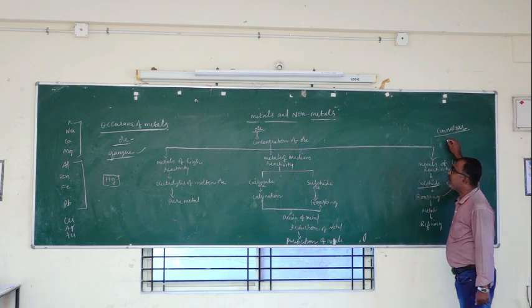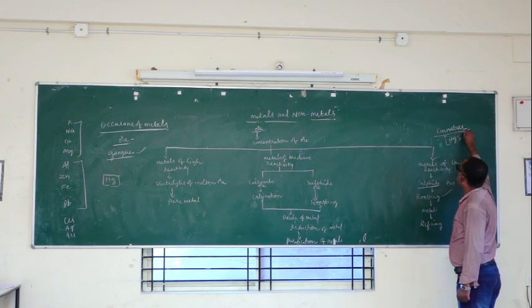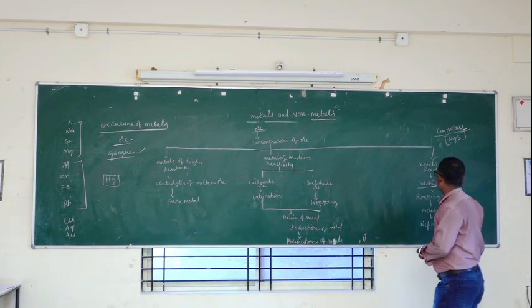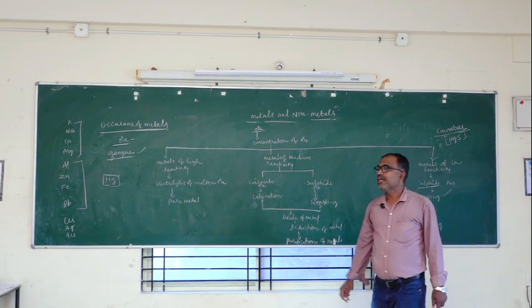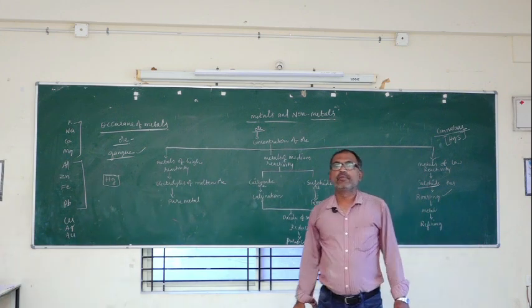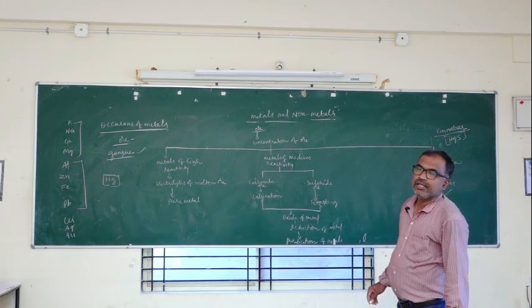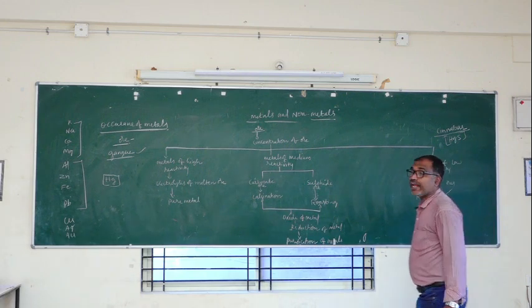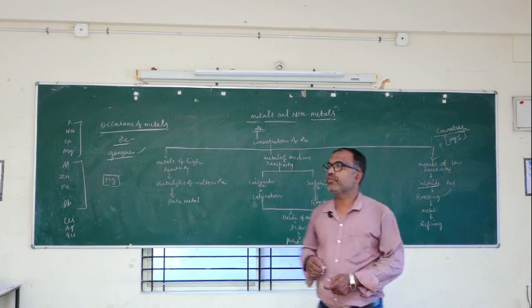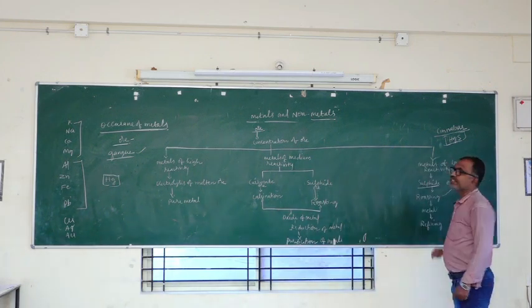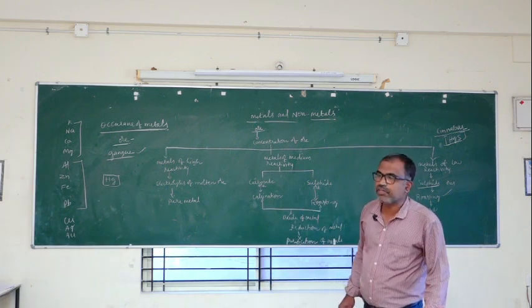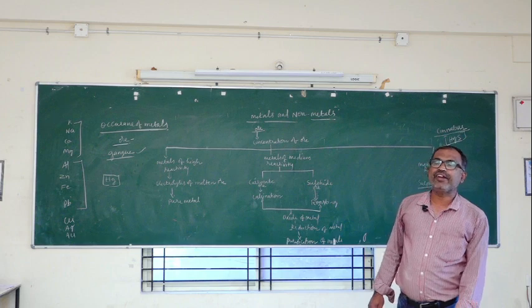The formula for cinnabar is HgS. So from HgS, we are going to extract the Hg. That is, from cinnabar, we are going to extract the metal, that is mercury. How are we going to extract the mercury from cinnabar? Here, this low reactivity series can be extracted by just heating alone. We just have to heat this cinnabar. After heating, it is going to decompose into mercuric oxide and sulfur dioxide.